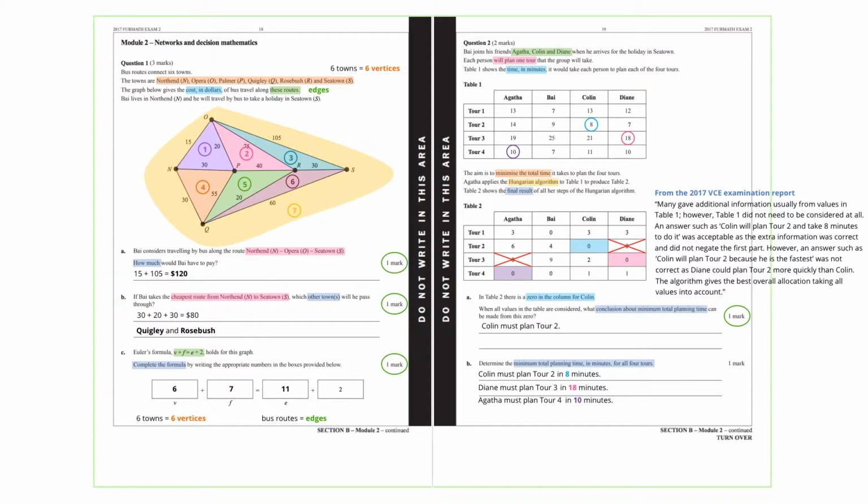Now we can cross out Bai for tour four, and he's going to plan tour one. He's going to do this in 7 minutes. So the minimum total planning time is equal to 8 plus 18 plus 10 plus 7, which is 43. This question is worth 1 mark for the correct answer.